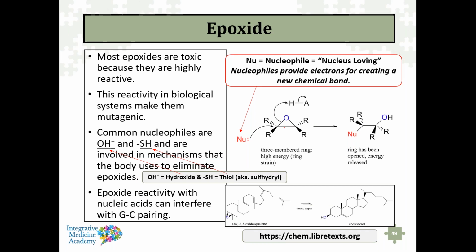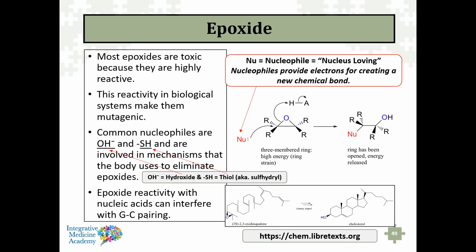Now, this epoxide ring is very unstable, or I should say it's highly reactive. Most epoxides are toxic because they're highly reactive in biological systems. So they're mutagenic, essentially. In fact, if you have high epoxide infiltration into the nucleus of the cell, it can impair the guanine-cytosine pairing of the nuclear base. And that can then create problems from a protein formation standpoint off of the DNA template. So basically it will cause sort of faulty RNA messaging.